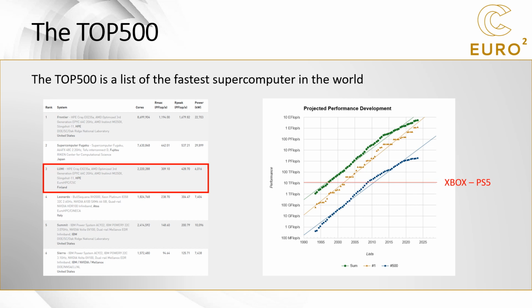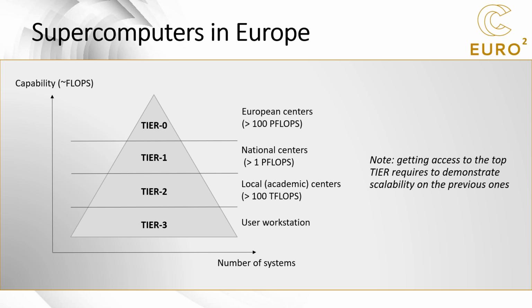This logarithmic graph shows that the increase in performance of the top 1 supercomputer is truly exponential, with a tenfold increase in less than 5 years. Note that the current gaming consoles are as powerful as a supercomputer of the top 500 of 2008, less than 15 years ago. We categorize European supercomputers into 4 tiers.